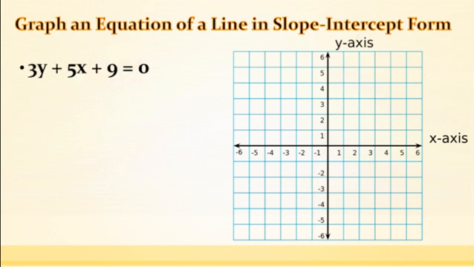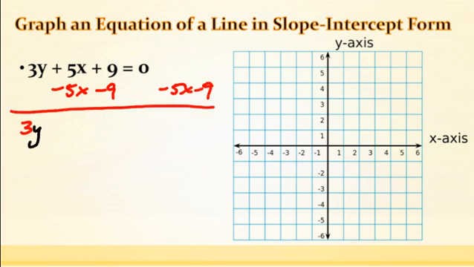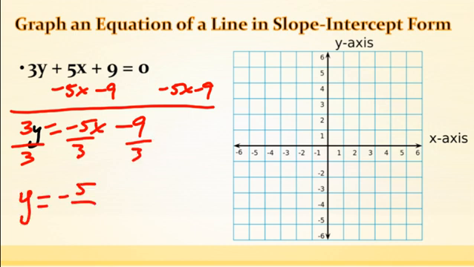Next one, 3y plus 5x plus 9 equals 0. I need to solve for y. So I'm going to subtract 5x, subtract 9 on both sides. Now I have 3y equals negative 5x minus 9. To get y by itself, I divide by 3. So y equals negative 5/3 x minus 3.